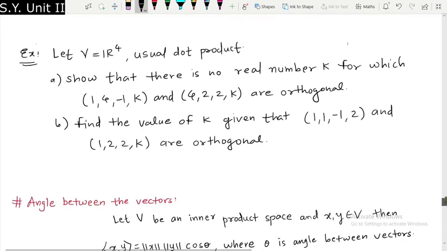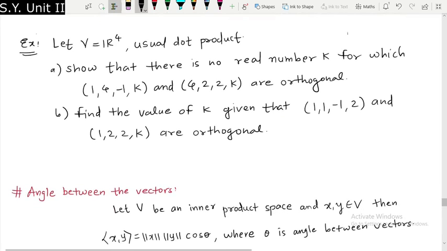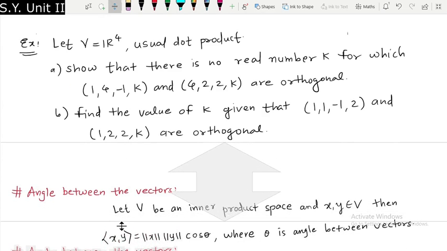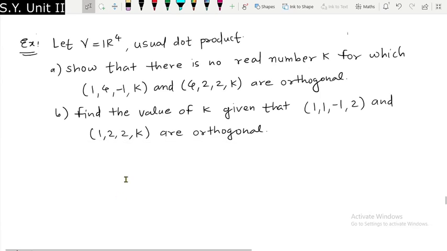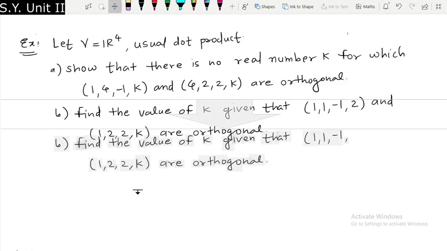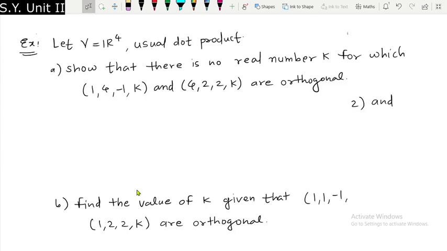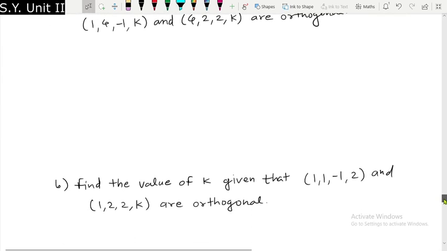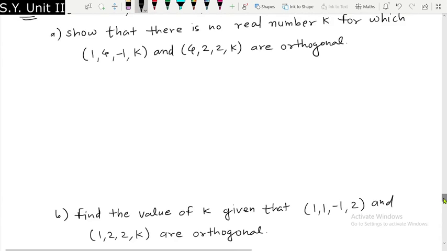Now the next thing is, over here we will discuss some examples. It is said that in the first example we show that there is no real number k for which these two vectors are orthogonal, and in the second example we have to find the value of k for which these two vectors are orthogonal. So let us do it. Show that there is no real number k such that these two vectors are orthogonal.